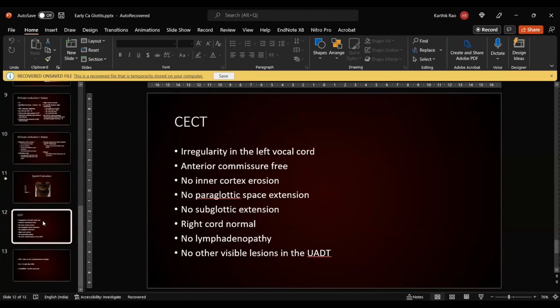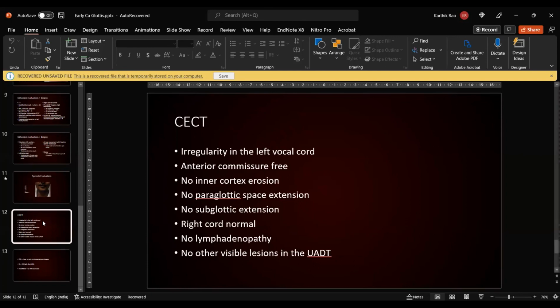Can I ask you one more question? What is the role of open partial laryngeal surgery in this patient? Ma'am, in this patient the exposure is good, so we will be able to do a resection transorally. So in this particular patient, there is no role for open partial laryngectomy.